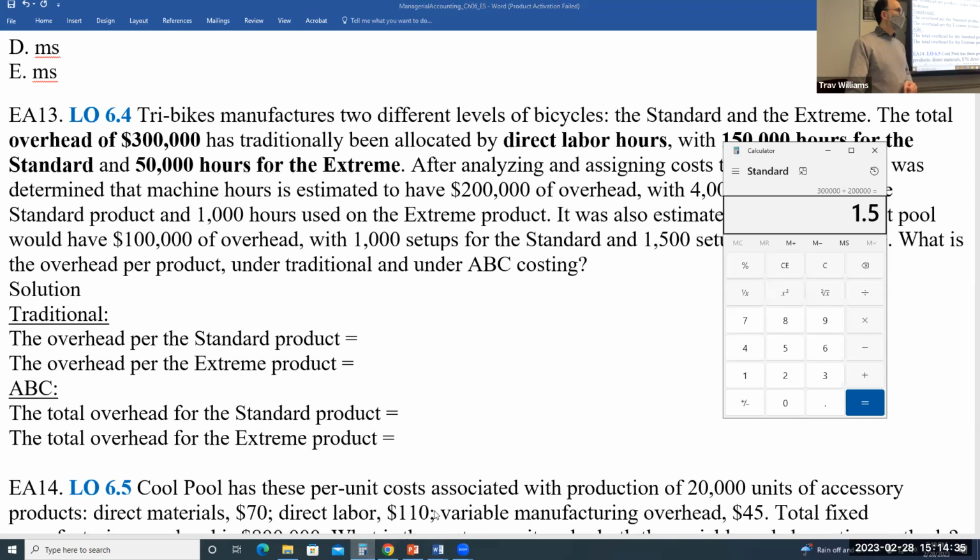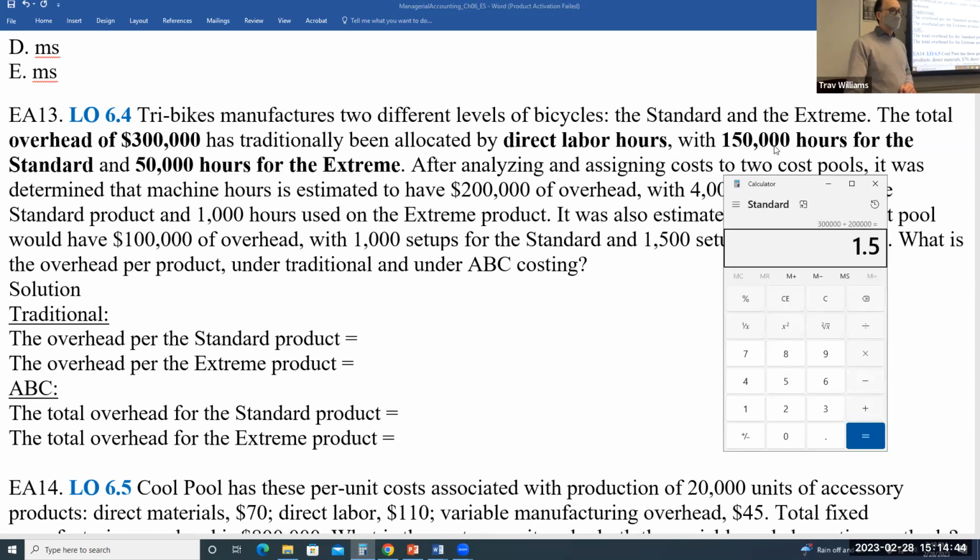We have to take that rate. Okay, and what did you multiply it by, Zay? The 150,000 hours for the standard. Okay, so we took the rate that we just calculated, multiplied it by the number of labor hours for the standard product, which is 150,000, and we get $225,000 of overhead.